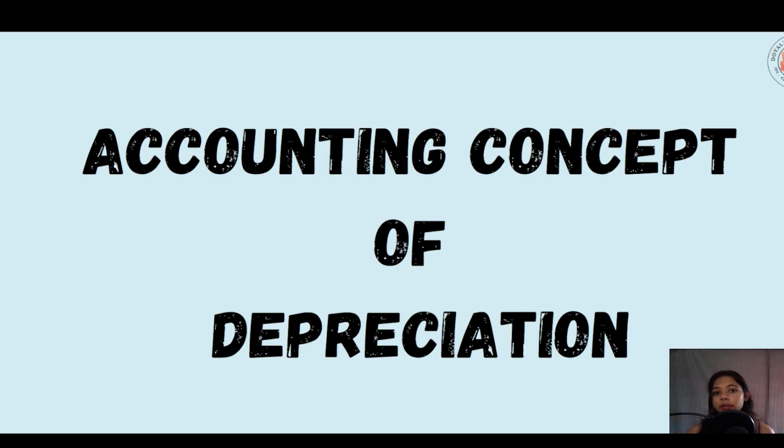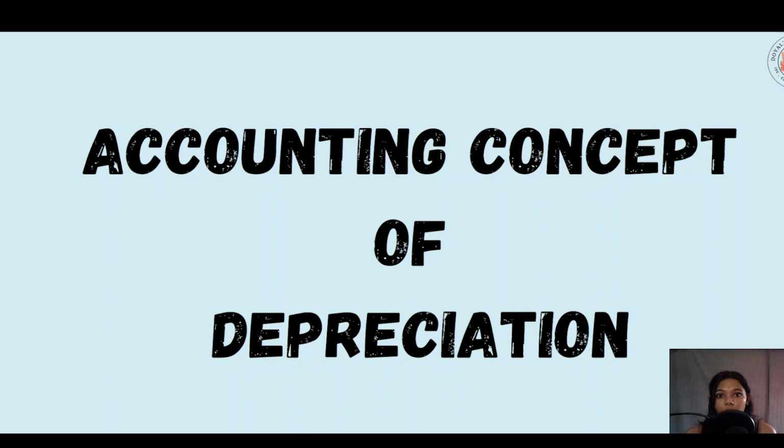Now, what is this accounting concept of depreciation? Like I said, depreciation is a mandatory cost. It is not optional. It has to be charged. Depreciation has to be charged. And depreciation will be charged over the cost of the fixed asset over its useful life. So, the entire cost of the fixed asset will not be expensed out in one accounting period, but it will be divided over the coming accounting periods.